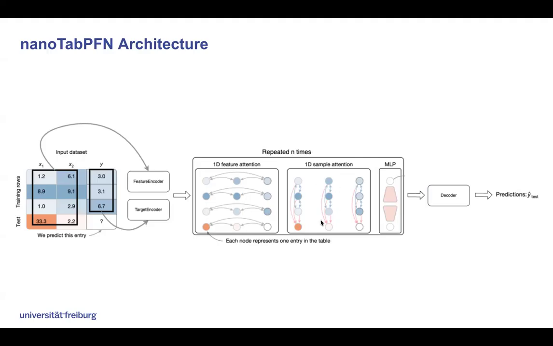Now, after applying this alternating attention, we have an MLP. This then concludes one transformer block, and this transformer block is repeated multiple times. And afterwards, we take our embeddings and we apply a decoder. This decoder takes the embeddings of ytest and maps them to a probability distribution. And this decoder is essentially just a two-layer MLP.